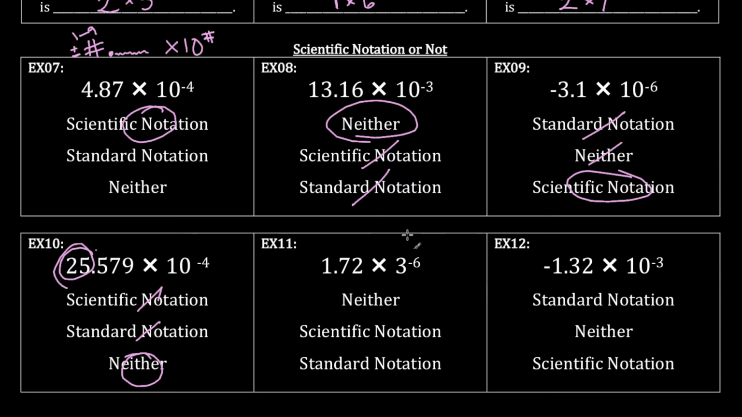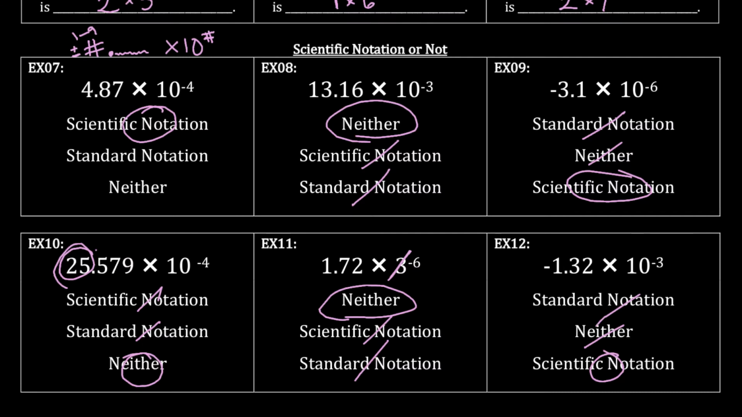Okay, this next one, we have the digit here, 1 to 9. We have a decimal and some other digits. It's times, but this isn't 10. This needs to be 10. That's the problem. So it's not scientific, but it's not a regular number. It's just neither. And we have this last one: negative, which is fine, and 1 through 9 point. Okay, this is scientific.